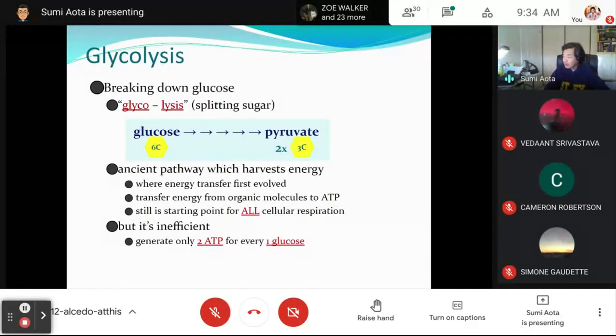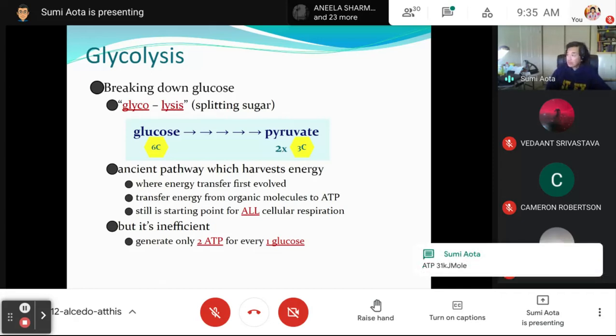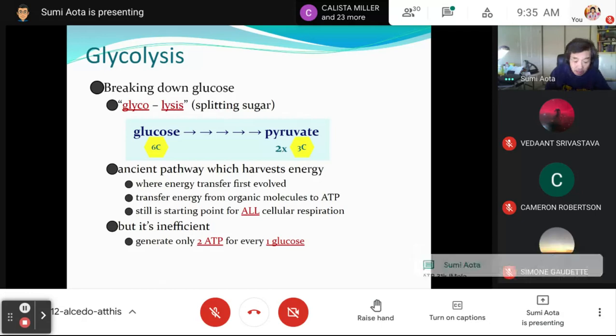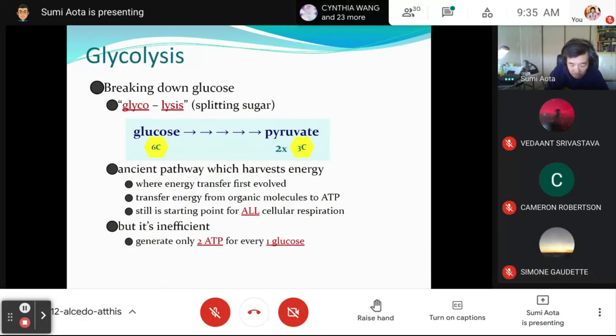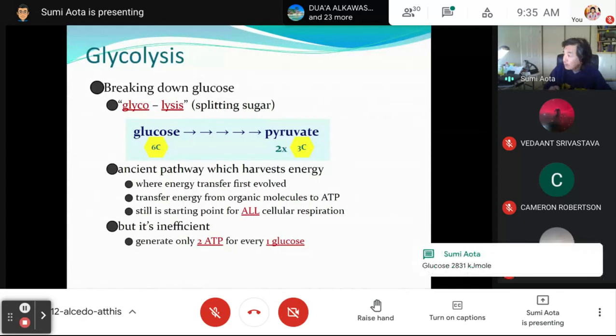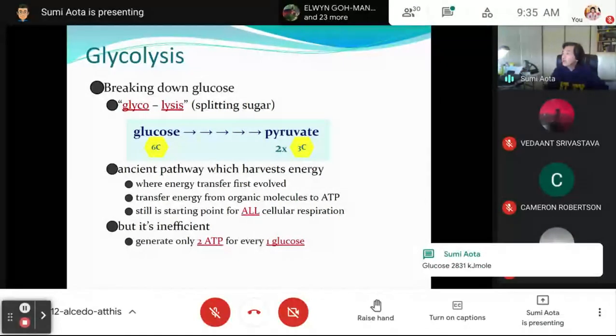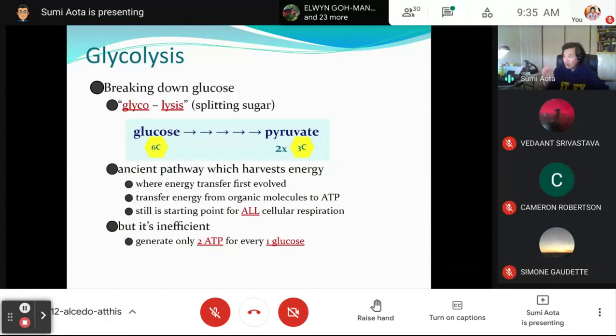Okay, so let's think about how much energy that is. I'm going to put in the chat, and I want you guys to try the calculation. ATP produces 31 kilojoules per mole of energy. That's the amount of energy you get in ATP. Okay, glucose has an energy level of 2831 kilojoules per mole.